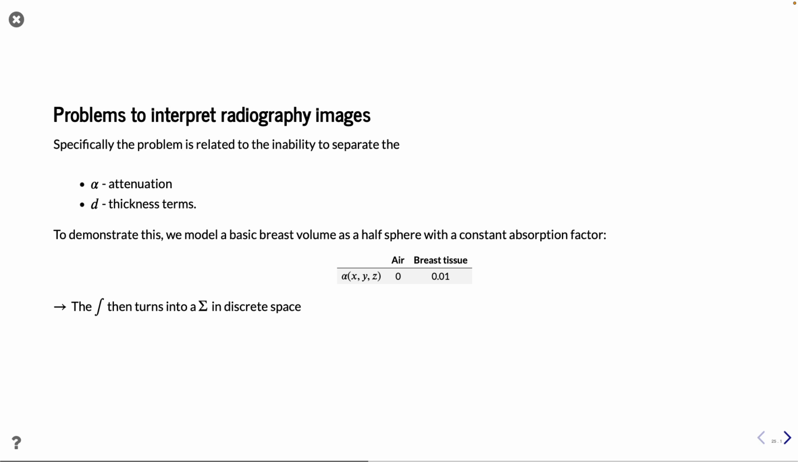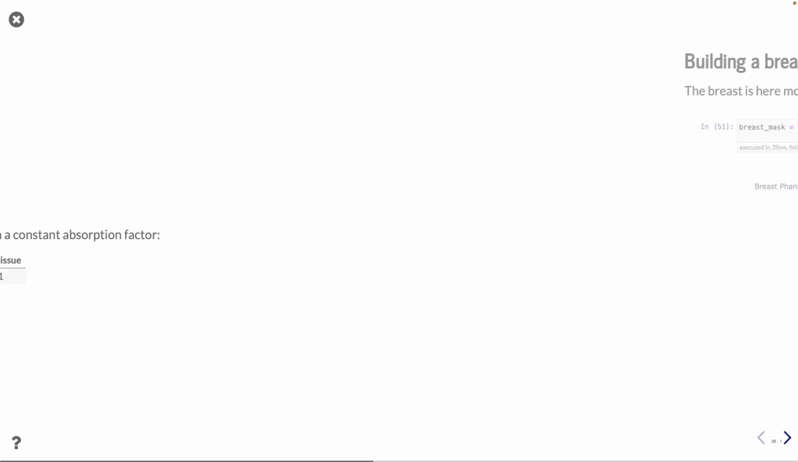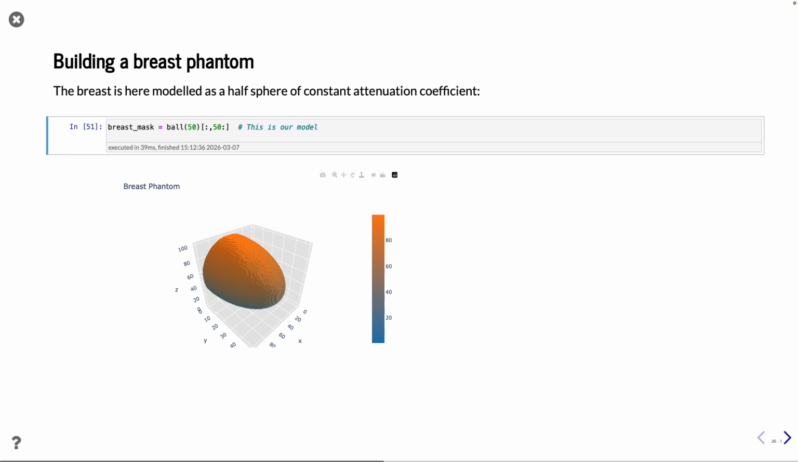And we make this model pretty easy. We only have two levels. We have air and we have breast tissue. And they have assigned different attenuation coefficients. And as we only have two values, actually the integral turns into just a sum. The product of the attenuation coefficient and the thickness. The basic model is just a sphere or half sphere. And that one is what we are going to use now in this example.